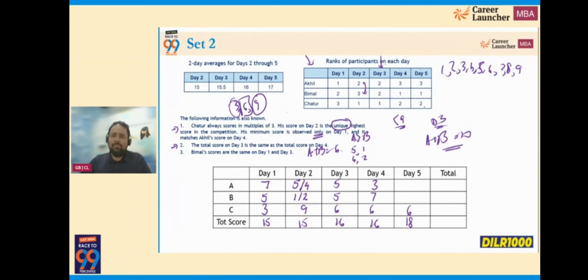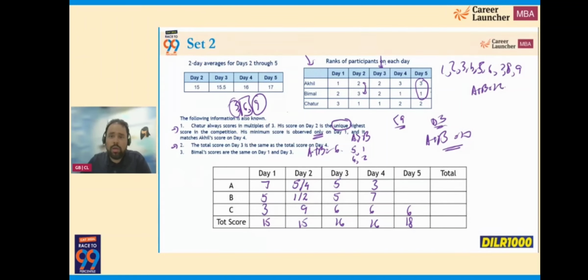Same thing I will do in day 5. Rank is 3 and 1. That means Bimal's rank is higher. Bimal is scoring better. Total is 18. Chatur is 6. So what I am left with is 12. So 18 minus 6, 12. So what do I have? A plus B is 12.